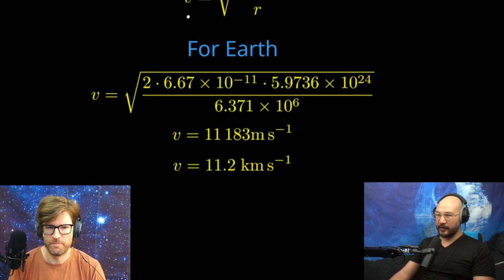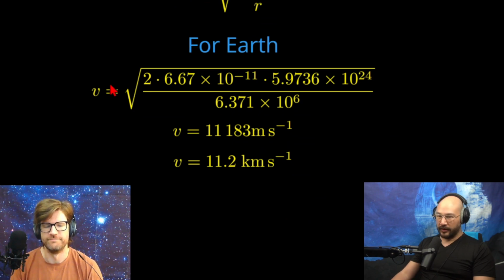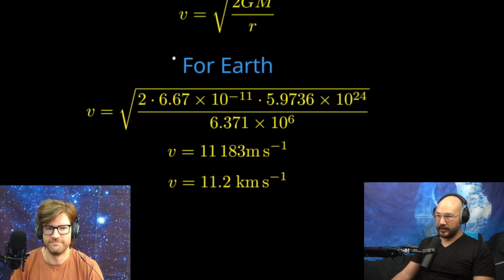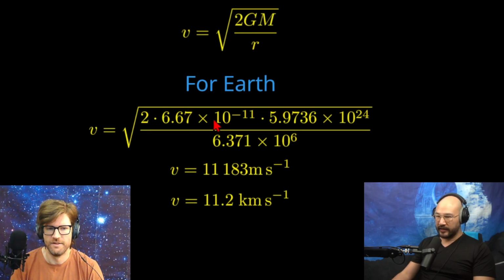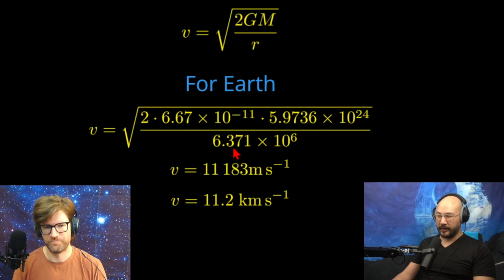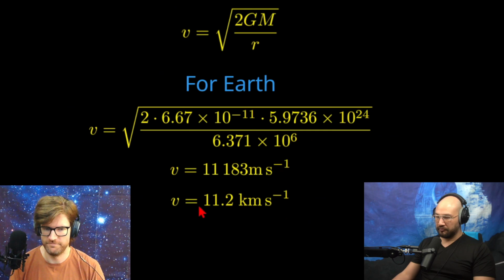And then some numbers. For Earth, this velocity is the square root of 2 times 6.67 times 10 to the negative 11, that's the gravitational constant, you just have to look that up, and then the mass of the Earth, about 6 times 10 to the 24th kilograms, and then the radius of the Earth, from the core of the Earth up to the surface, which is many million meters. It comes out to be 11.2 kilometers per second.